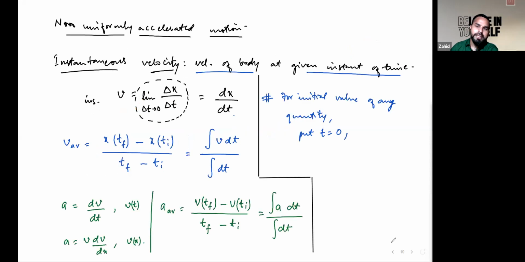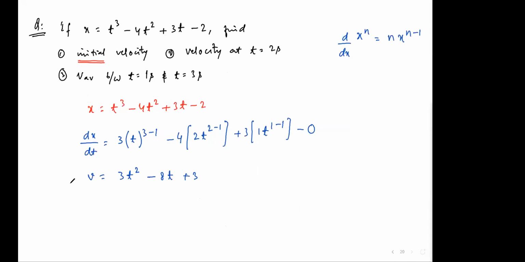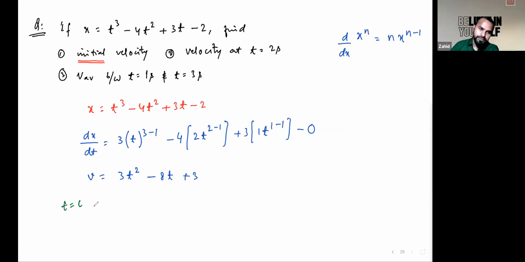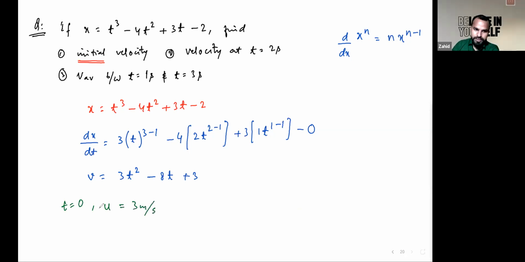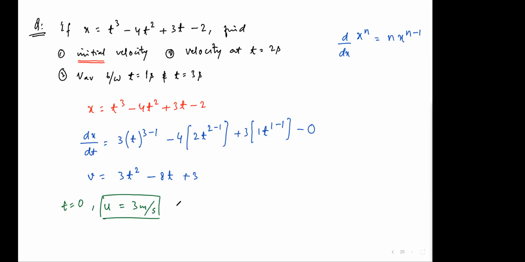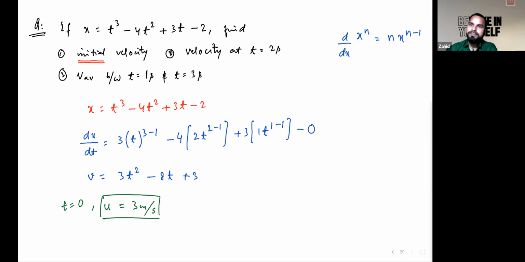Whenever you have to calculate the initial value, put t is equal to 0. Yusuf? Yes, sir, got it. So if you put t to be 0, you will get initial velocity to be 3 meter per second. Neda, is it clear? Yes. Riba, any doubt? No, sir.